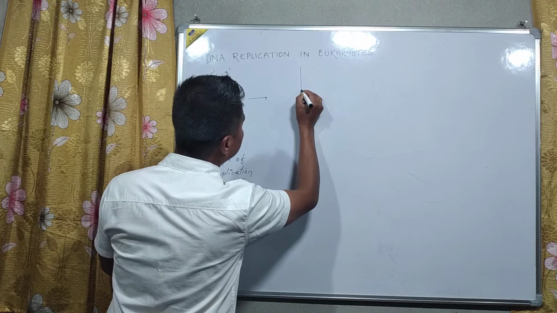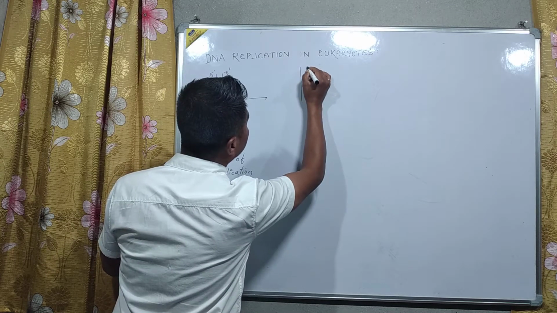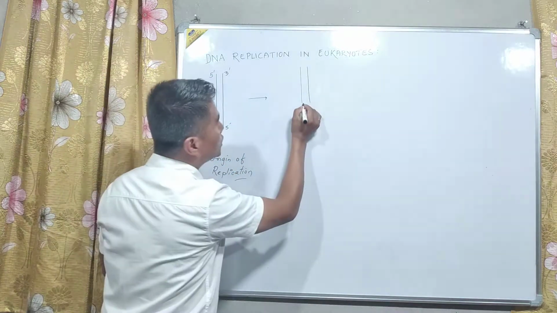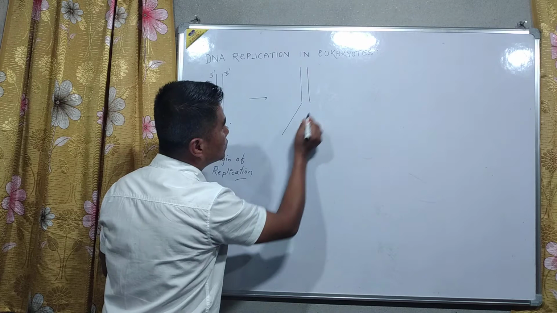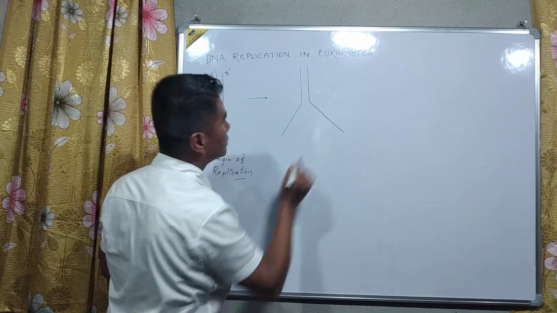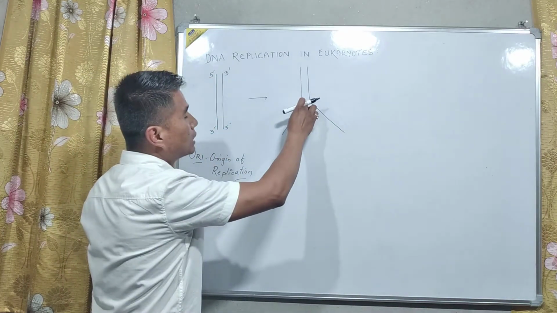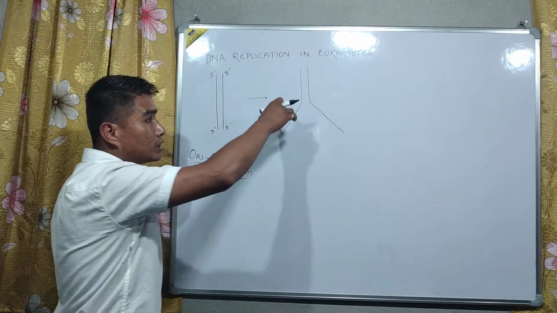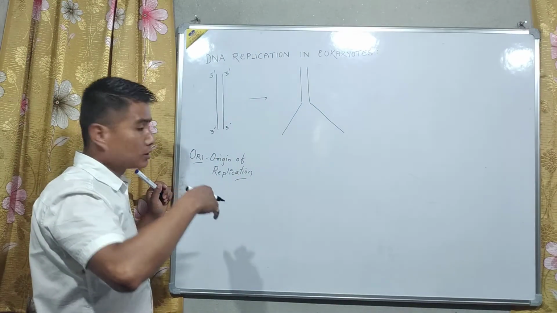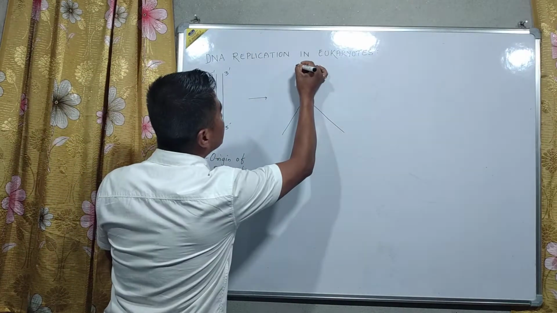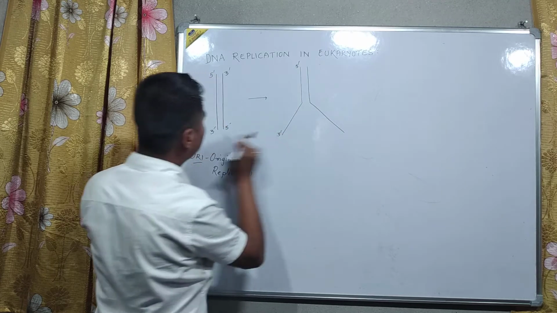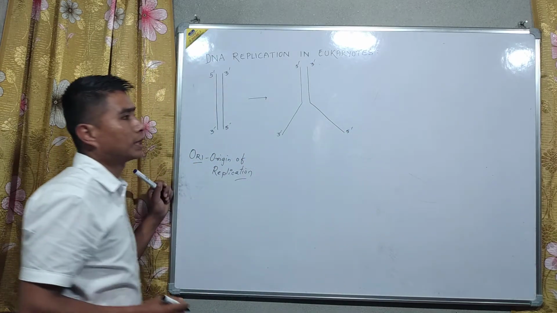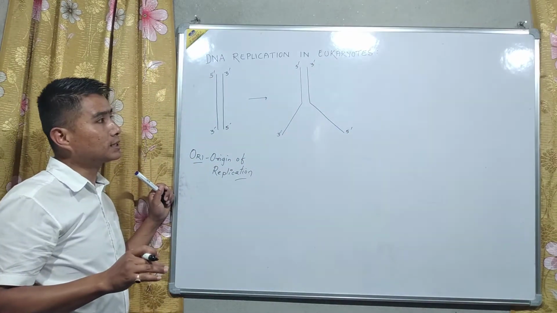So this is the 5 prime to 3 prime. Now at a particular place it opens. I am showing you it has opened up, see here. This is the place from where the replication should start. Now this is 5 prime, this is 3 prime as usual, and this is 3 prime, and this is 5 prime. Opposite polarity is there.